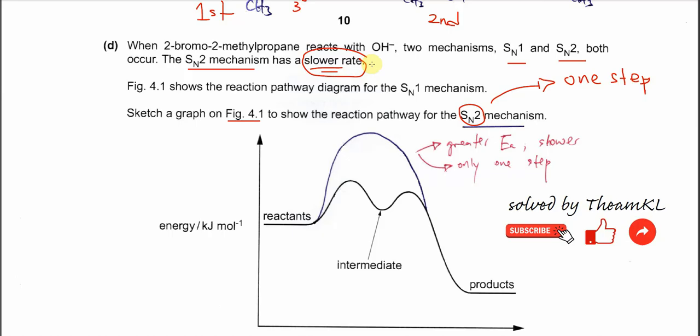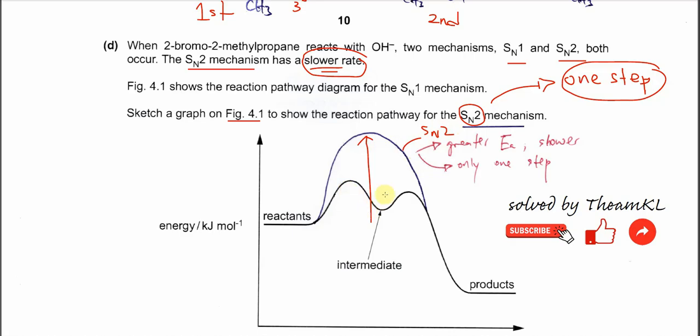So why is it harder to happen? Because the activation energy is higher. Therefore, you need to draw one peak, because it's one step, from the reactant to the products, and it must be larger EA than the SN1 mechanism. So again, this one with one peak is the SN2 mechanism.